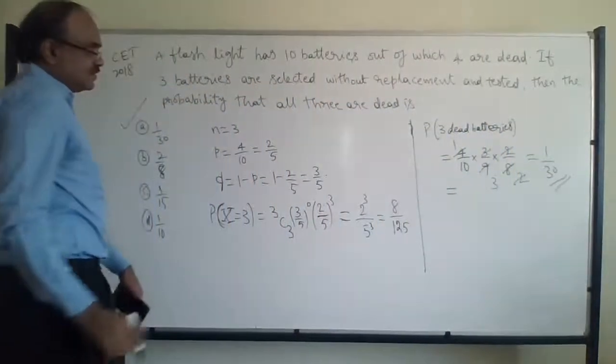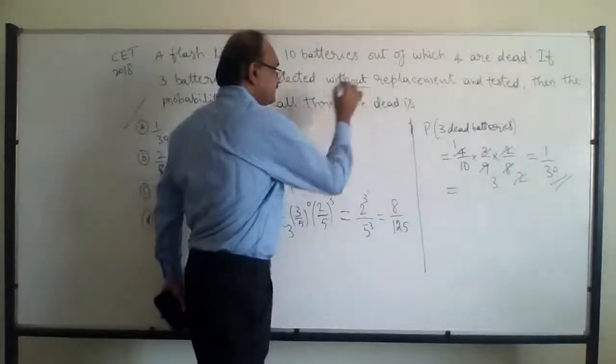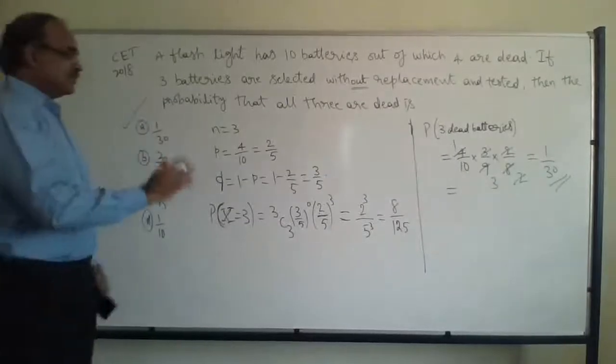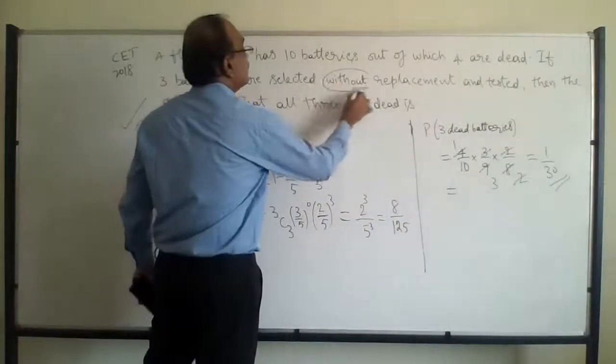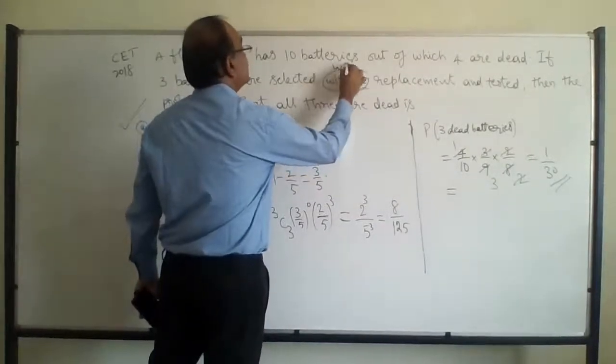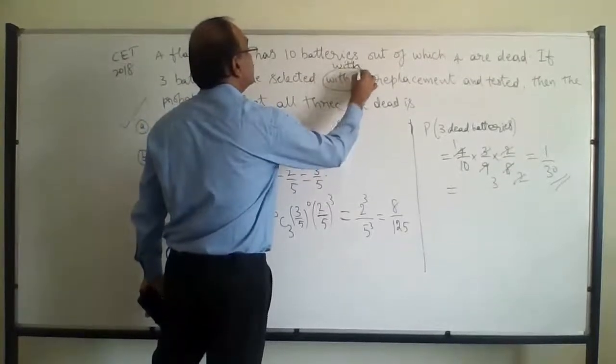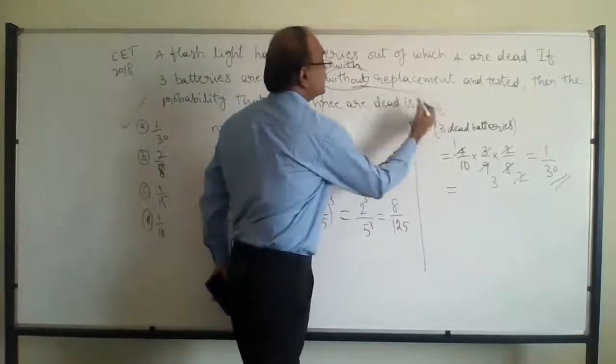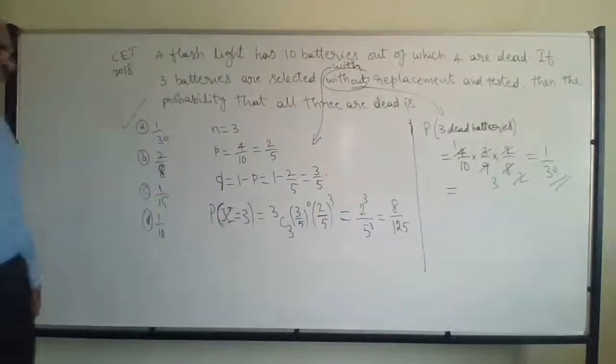Okay. Here this keyword makes a difference. With replacement, it is Bernoulli's trials. So here I'll put without and with. So you have to be careful. With means this is the thing. Without means this is the thing. Okay, good. This is a good question.